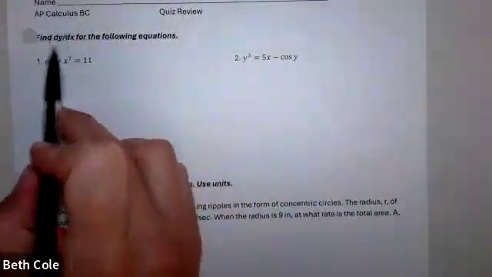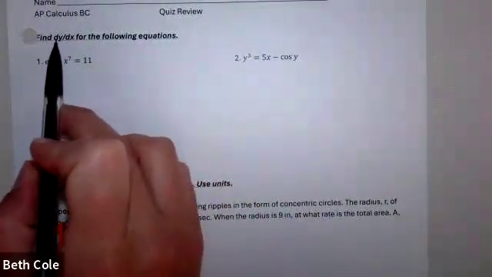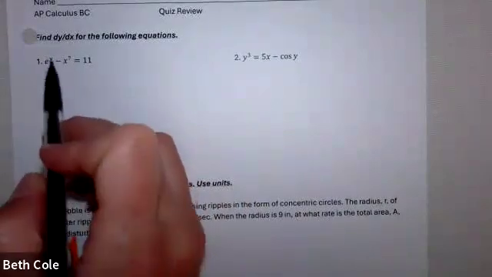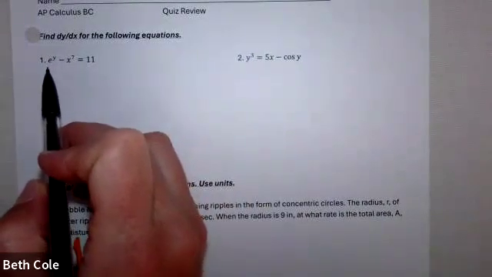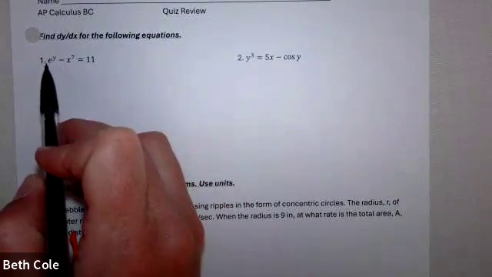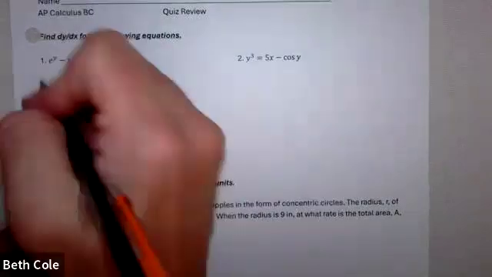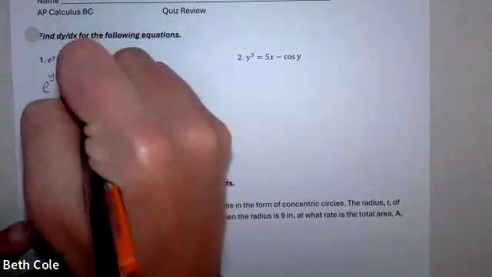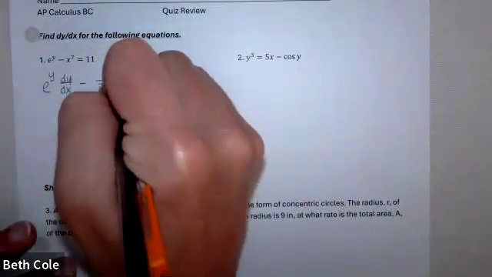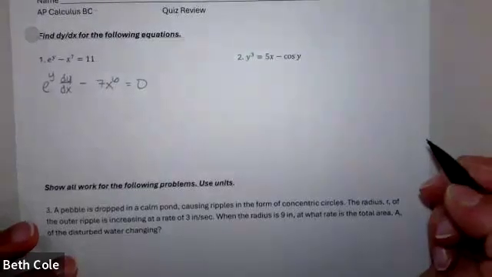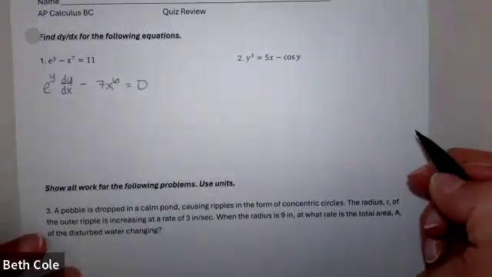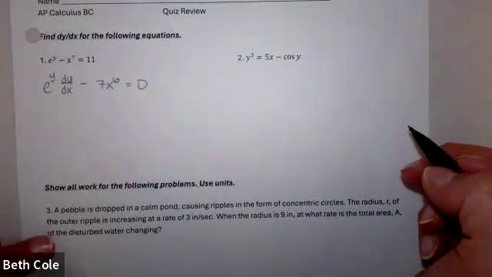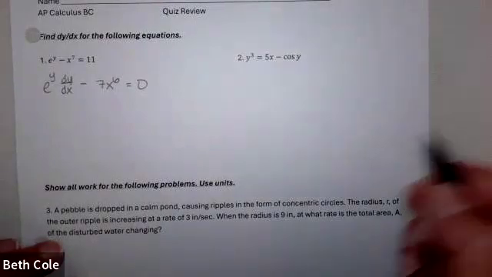For these first two, we're finding dy dx, so it's the derivative of y with respect to x. Every time you have a y, you're going to chain on the derivative dy dx. So this will be e to the y dy dx minus 7x to the sixth equals 0. Again, anytime you do a derivative of a constant, that's going to be 0. That's all the calculus. Now we're going to do a whole lot of algebra.